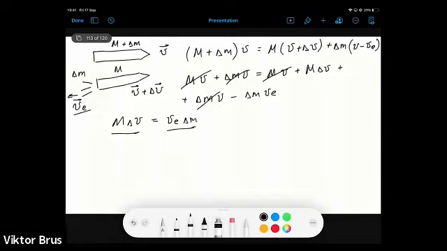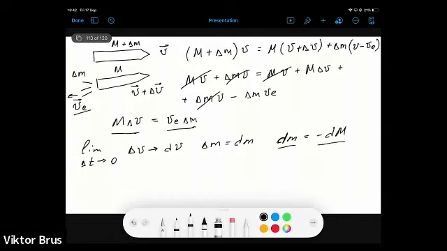Let's say we have a full rocket and an empty rocket, but it takes time to burn this fuel. So we need to go to some limit and consider some instantaneous conditions. So in the limit of delta T approaching zero, this delta V approaches some very small change in velocity dV, delta M also approaches some very small change, like burned fuel dm, and we also can write that dm, this very small change in the burned fuel, will be equal to minus d capital M. So it will be the negative change of the mass of the rocket, because if we burn fuel, the mass of the rocket reduces. So if this is positive, this is negative.